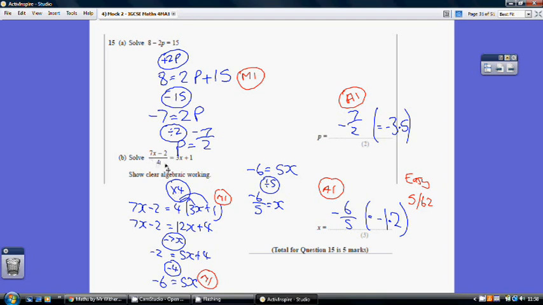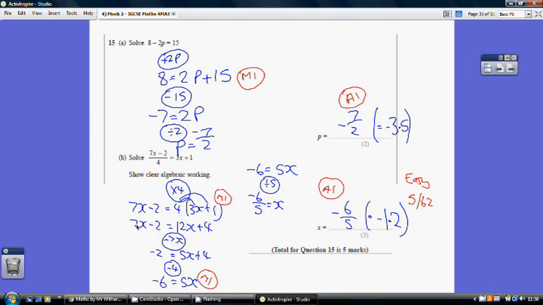So on the left hand side, this undoes the division, leaving us just with the numerator 7x minus 2. Now when we multiply the right hand side by 4, be ever so careful to make sure you multiply all of the right hand side by 4. So that's both the 3x and the plus 1 being multiplied by 4. 4 lots of 3x is 12x, 4 lots of plus 1 is plus 4.